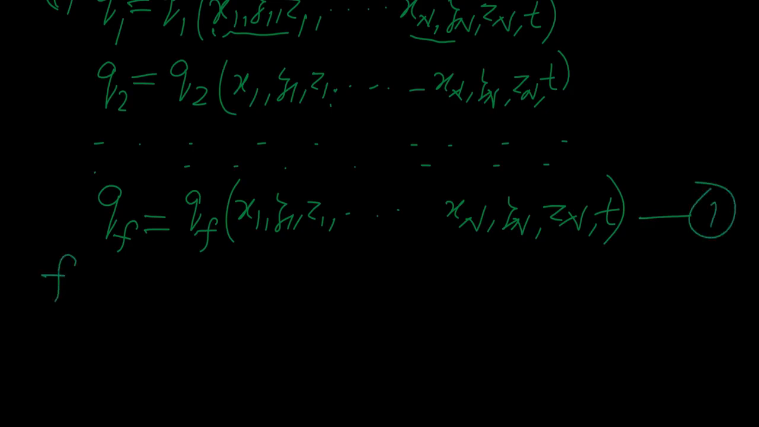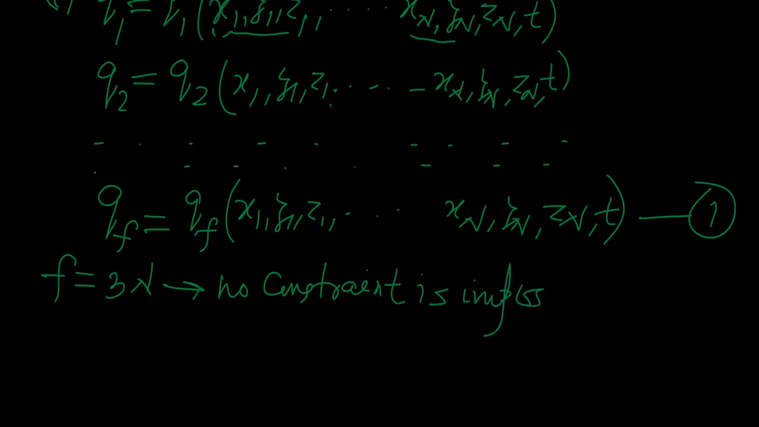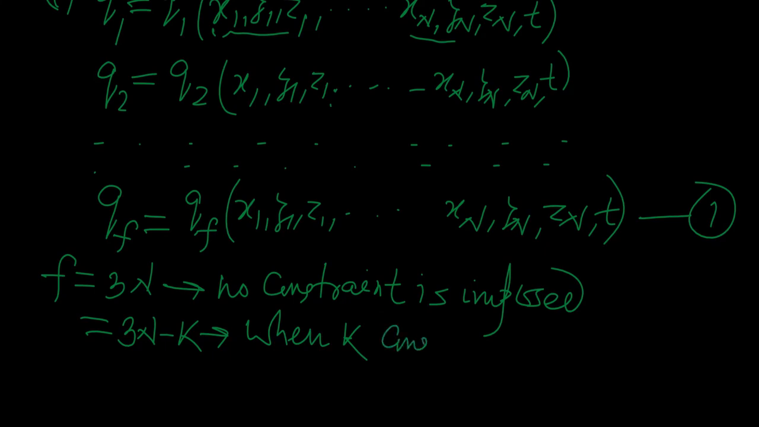In this example, f will be equal to 3n, as you have seen above, when no constraint is imposed. If the system is unconstrained, no constraint is imposed on it, then f will be equal to 3n. But this f will be equal to 3n minus k when? It will be when k constraints are imposed.